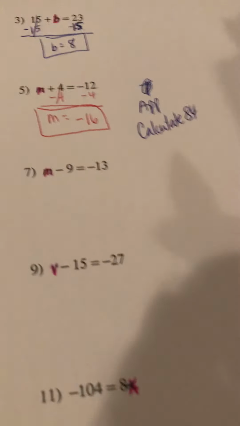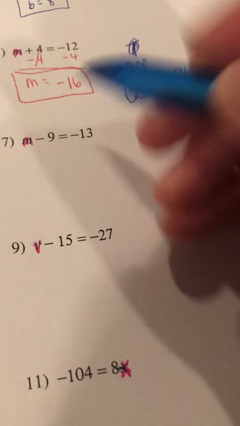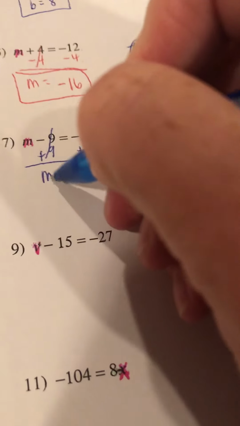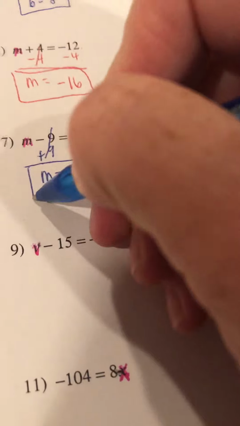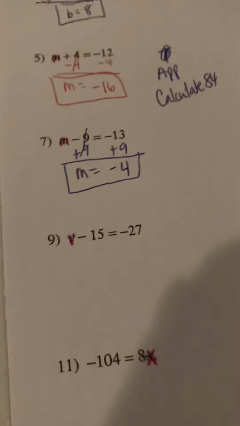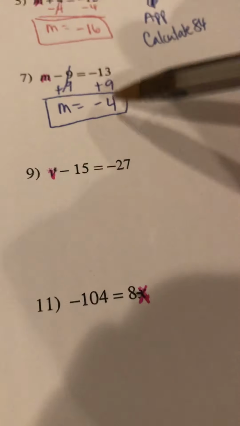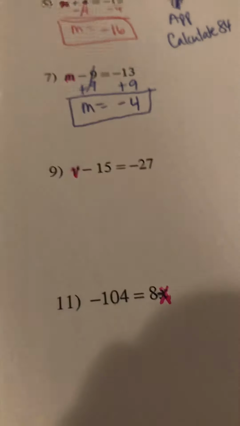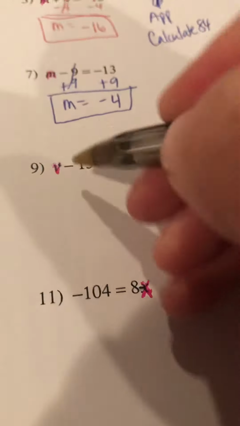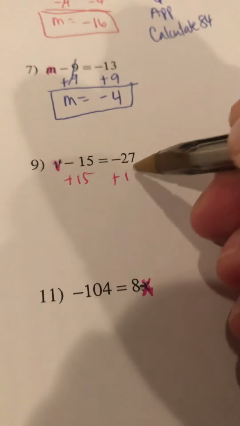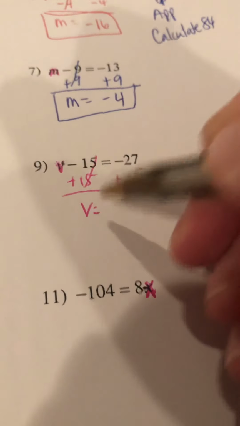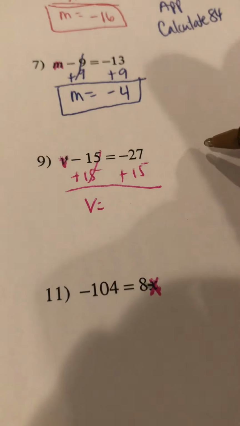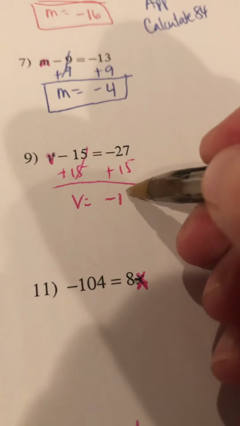All right, so we have m minus 9. We're going to add 9 to both sides. Please show your work. We want to make sure that you know how to do this. It's okay to have a little error here, but as long as we know what's happening, we can fix that. All right, so we have v minus 15, so we're going to add 15. So a negative and a positive. So you're going negative, you turn around and go the other way. So it's actually subtracting to a negative 12.